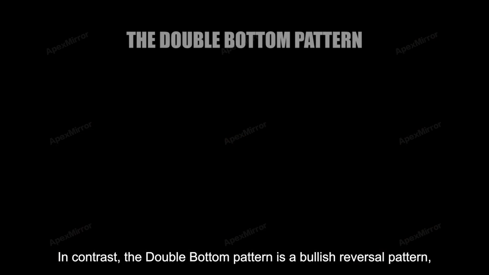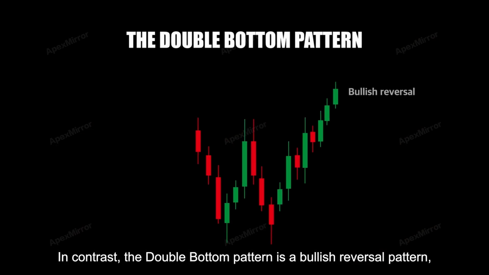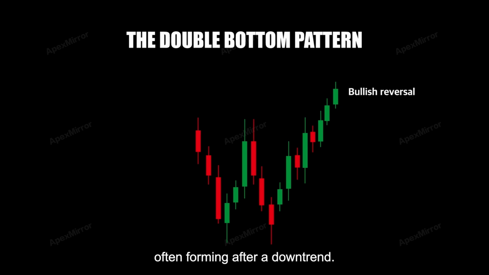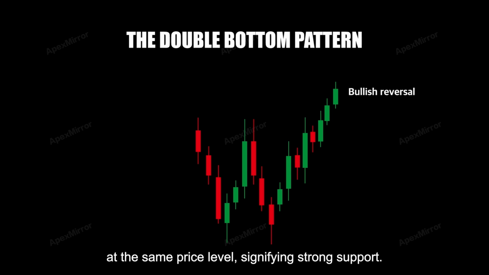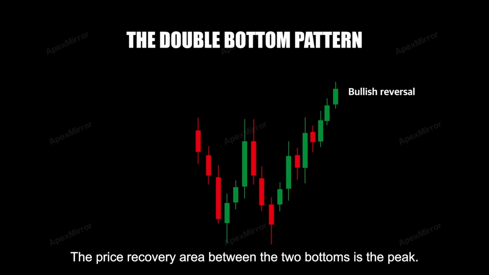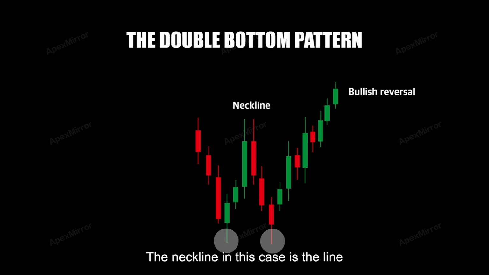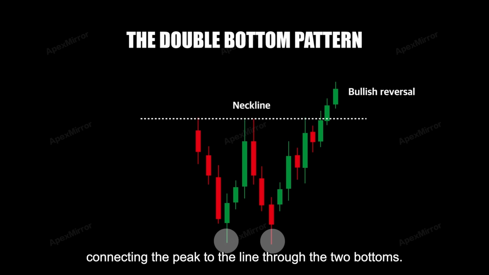In contrast, the double bottom pattern is a bullish reversal pattern, often forming after a downtrend. It is represented by two consecutive troughs that are approximately at the same price level, signifying strong support. The price recovery area between the two bottoms is the peak. The neckline in this case is the line connecting the peak to the line through the two bottoms.